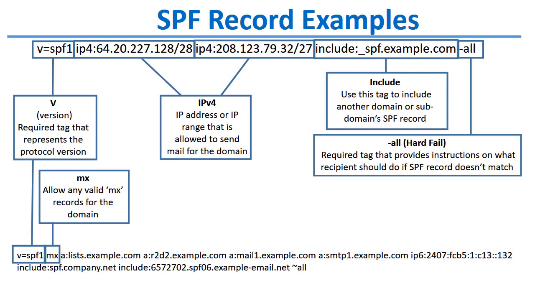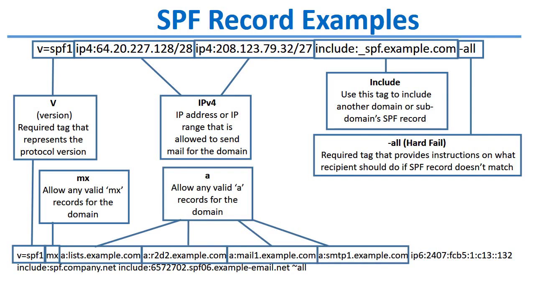And then we have 4 examples of inclusions based on the A record. So any servers specified within any of these 4 A records are also authorized to send mail for the domain. You may recall that an A record indicates what IP address is assigned to a host name.